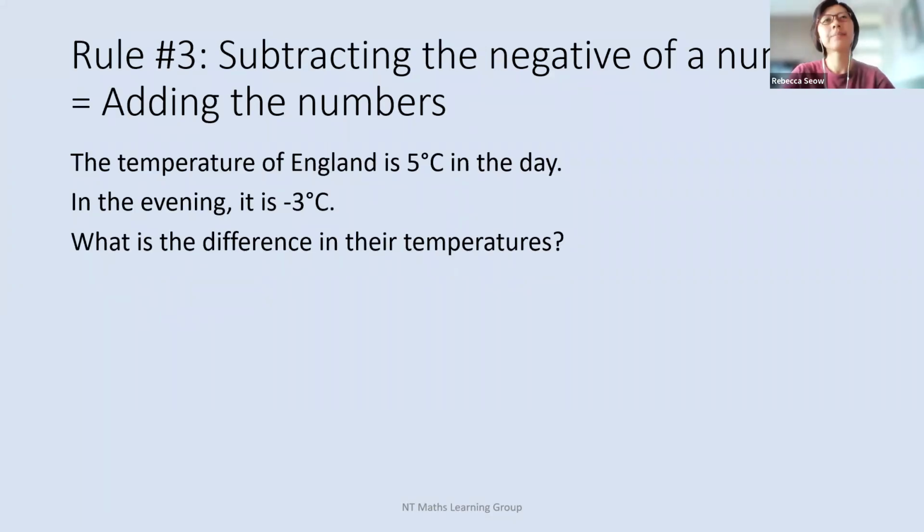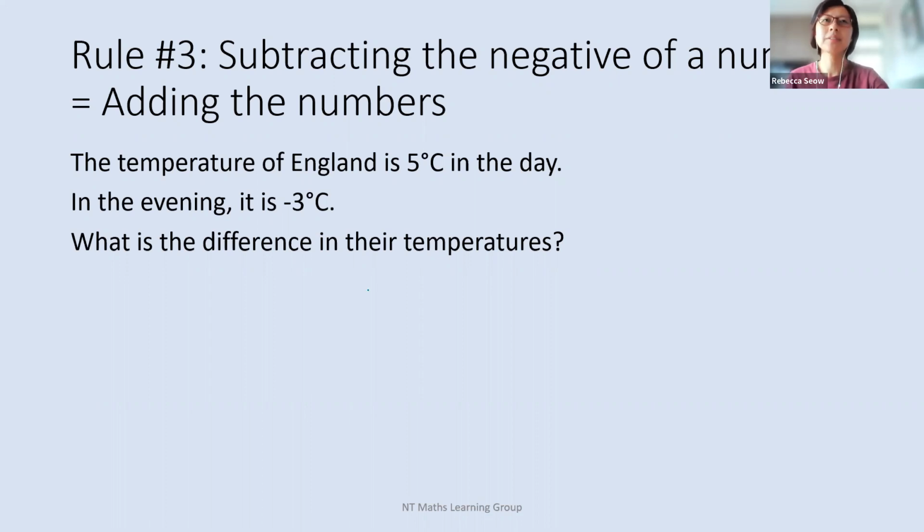Rule number 3 says that when subtracting the negative of a number, we are actually adding the numbers. Ha, sounds quite mind-blowing, but let's take a look at an example. So the temperature of England is 5 degrees Celsius in the day. In the evening, it is -3 degrees Celsius. What is the difference in the temperatures?